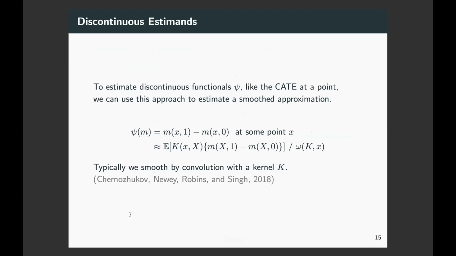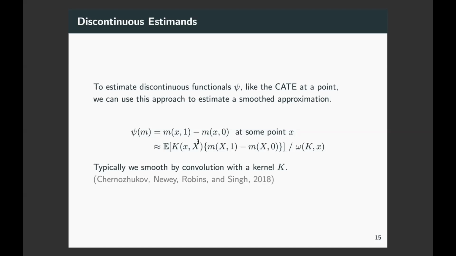So that's actually not strictly necessary. We can get away with estimating some discontinuous functionals, things like the conditional average treatment effect at a point, by using this approach to estimate a smooth approximation. The idea is, if we have the conditional average treatment effect at a point, it's not really an average over anything, so none of this really works, but we can approximate it by an average over a little bump around the place we want to estimate it.